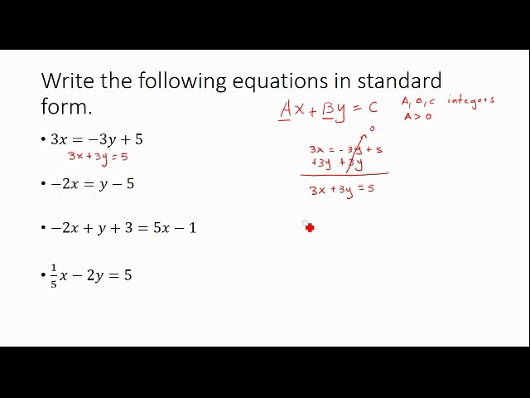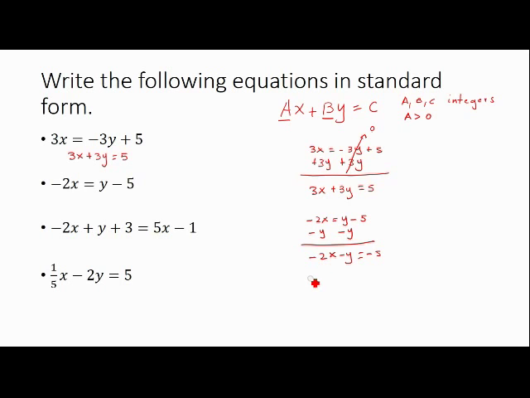For the second problem, we have negative 2x is equal to y minus 5. There are several ways of doing it. The way I'm going to do it is I'm going to subtract y on both sides, and now you get negative 2x minus y. That's equal to negative 5, and we notice that this number here is negative and we need it to be positive.